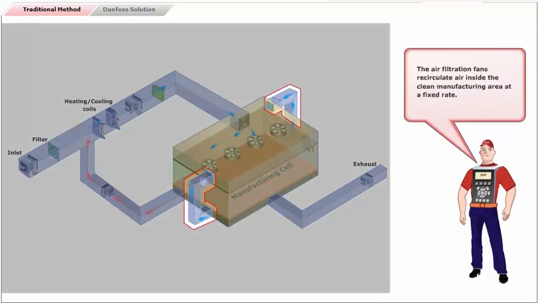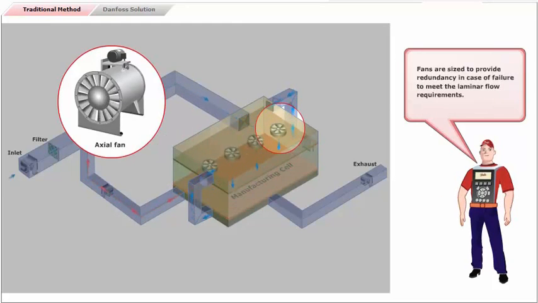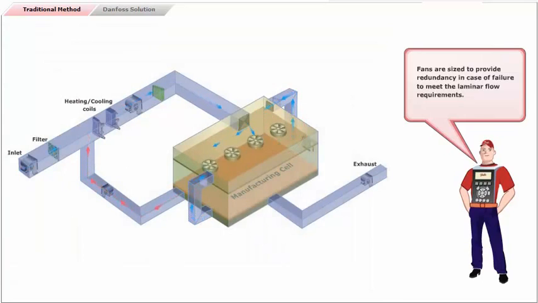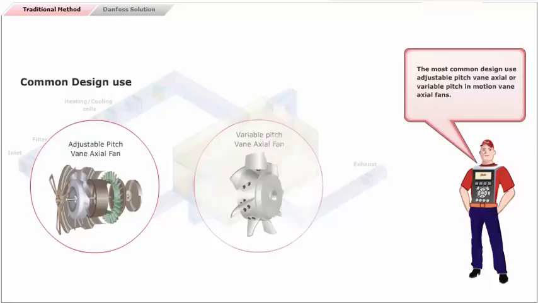The air filtration fans recirculate air inside the clean manufacturing area at a fixed rate. Air distribution is designed to provide laminar flow regions within the manufacturing area. Fans are sized to provide redundancy in case of failure to meet the laminar flow requirements. The most common designs use adjustable pitch vane axial or variable pitch in motion vane axial fans.